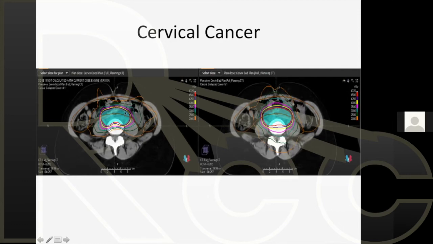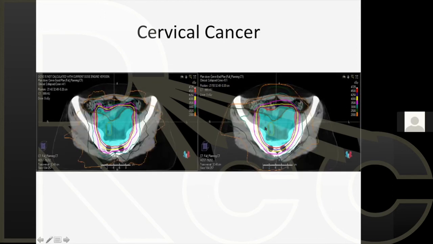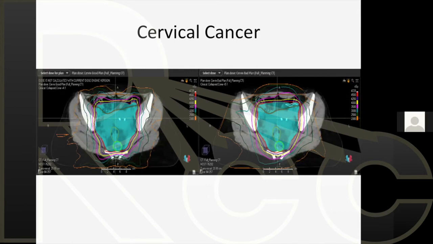And what you're going to look at is, what is my 45 gray line covering? So here you can see the 45 gray line is here. There's actually no 45 gray line, or little of that 45 gray line. But as we go down, you can see the 45 gray line is much more conformal here, where it really is just treating my PTV. As we keep going down, you look at your 45 gray line, and you're looking at how much bowel it's treating. And you can see, again, this one is much more conformal than this one. As we go down, what are we seeing here?